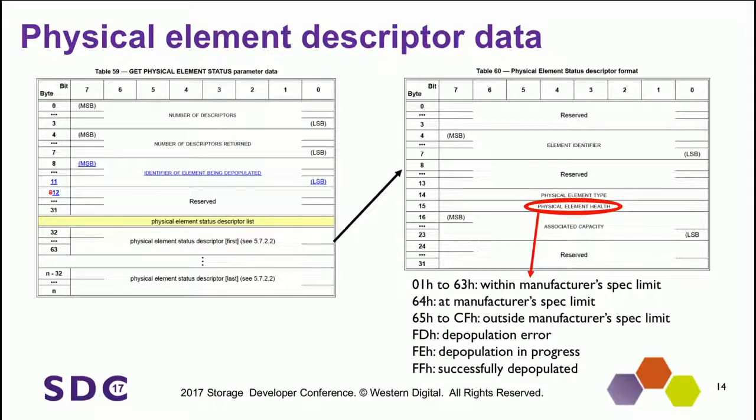In other words, this physical element had previously been the target of a remove element and truncate command, which had failed. FE hex would be this element is currently in the process of being depopulated, and FF hex would be this element has previously been successfully depopulated.